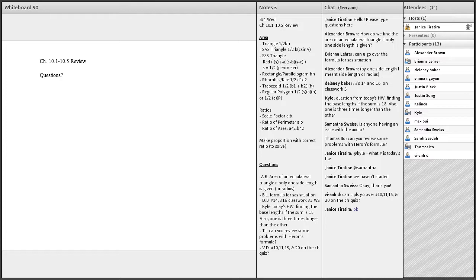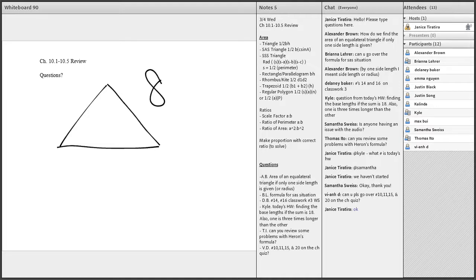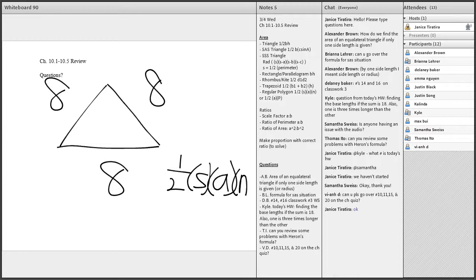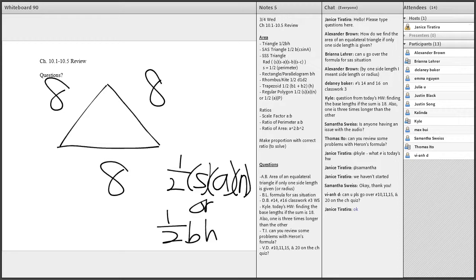Okay, so here's an equilateral triangle, and let's say the side length is 8 on each side. 8, 8, 8. You could actually do this two different ways. You can do 1/2 side length, the apothem, and the number of sides or number of triangles, or you can do 1/2 base times height.